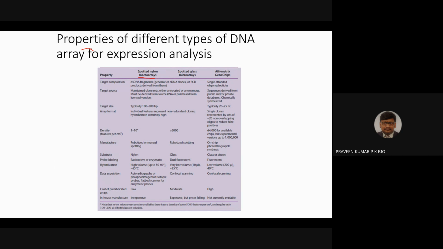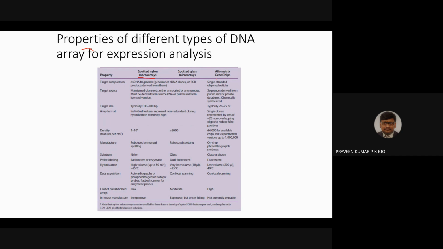So in this table, they mentioned the difference between spotted nylon macroarrays, spotted glass microarrays, and Affymetrix gene chips. Many try DNA expression using spotted glass microarrays, just because they are cheaper, but now you can also find Affymetrix gene chips, which give a wide range of applications. So many are also trying this. This is an old technique. This is a new technique. Okay, so many parameters are mentioned.